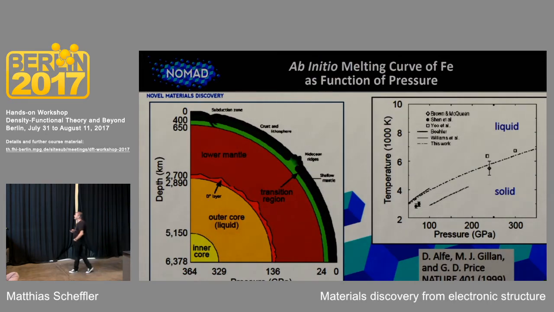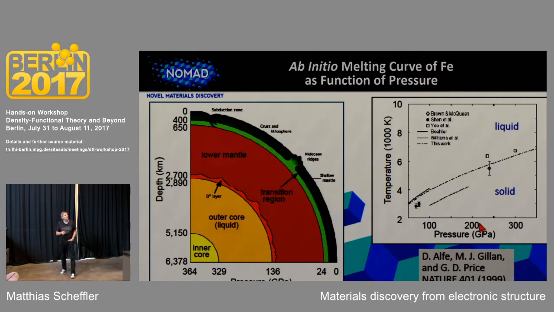Density functional theory can tell you. And the idea is the following. The inner core is solid, and the outer core is liquid. This is a phase separation. So if you can calculate the solid-liquid phase separation curve, or you can also say the melting curve, right? You go from solid, this is the temperature, you heat it up, and at this point the thing gets liquid. You calculate the melting curve as a function of pressure.